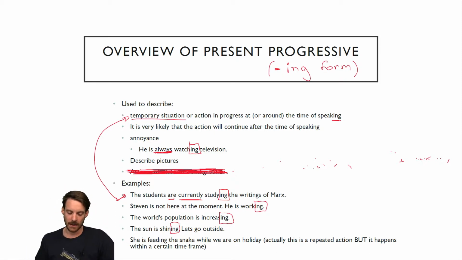And then there's another thing that's a bit more complex, but if you get the essence of the first sentence we've discussed, the students are currently studying writings of Marx, then you're going to understand the sentence at the very bottom here. She is feeding the cat while we are on holiday.